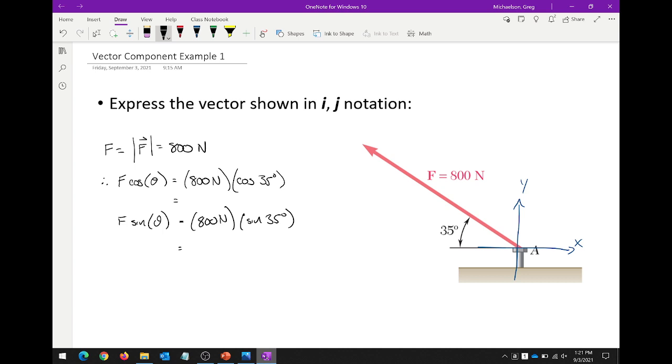So somebody give me this first one. 800 times the cosine of 35. Yes, sir? 655.32 newtons. Do I have a second on that? All right, here we go.